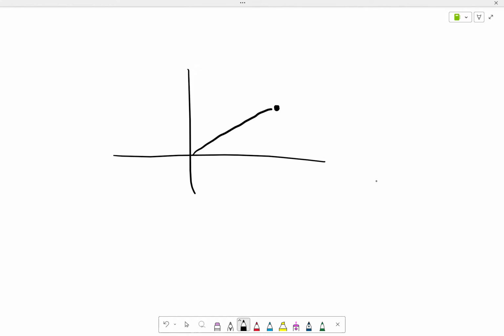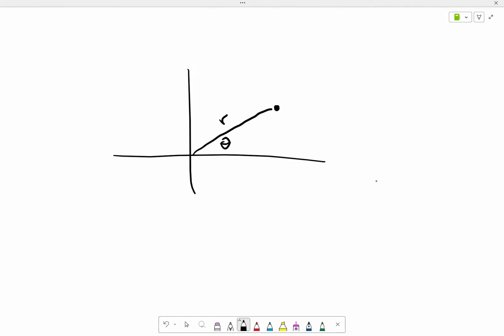To graph it, we need 2 bits of information. First, how far we're going, which we call R. And the other bit of information you need to get to that point, as opposed to one up here about the same distance, is the angle. With this information, you can get that same point.